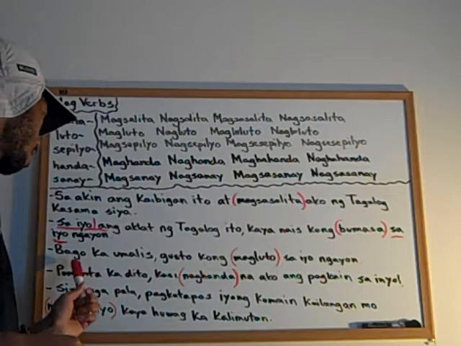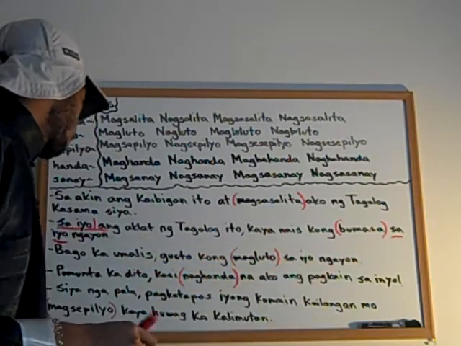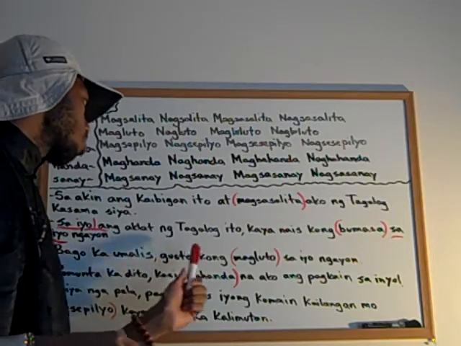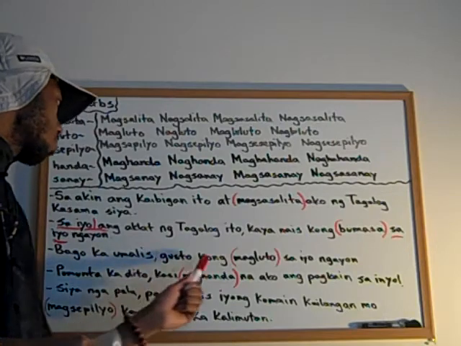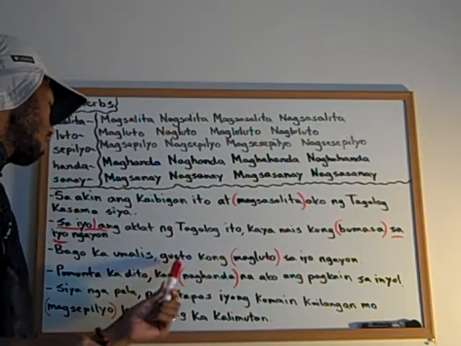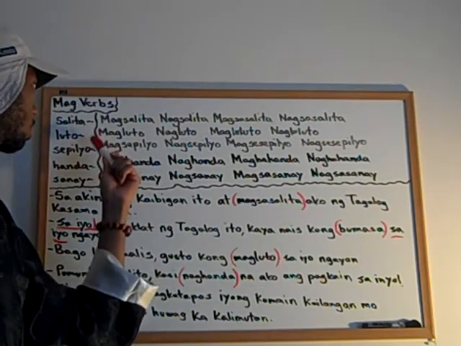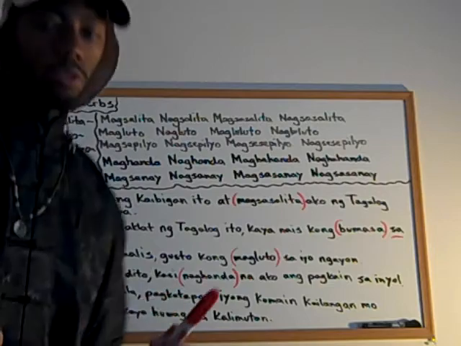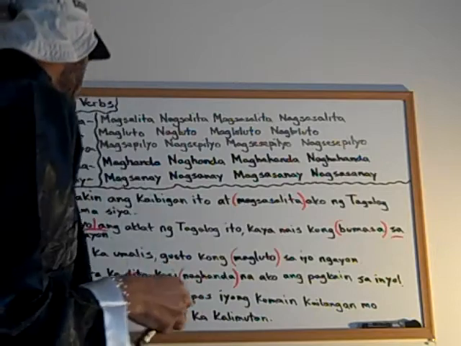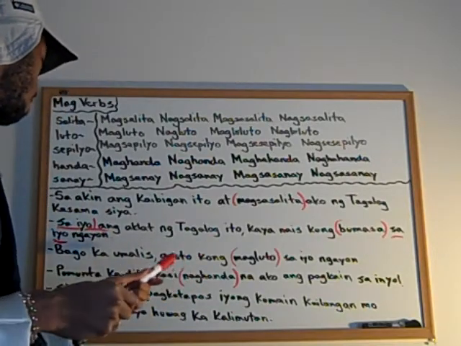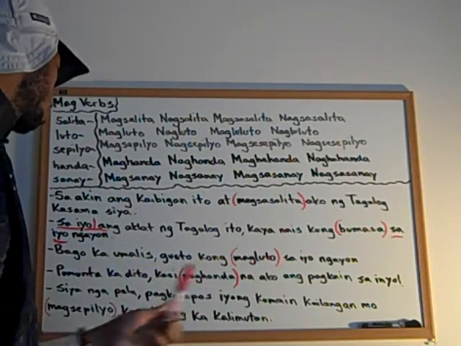Okay, here we go. Bago ka umalis, gusto kong magluto sa iyo ngayon. So before you leave, I want to cook for you. So magluto, a verb, to cook, magluto. This is something I want to do. So it's magluto. We have to use the infinitive. Okay? Magluto.